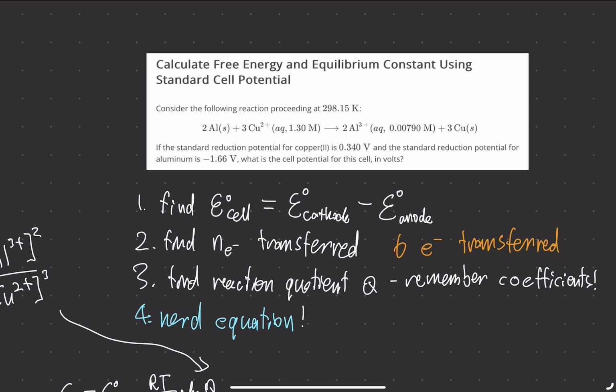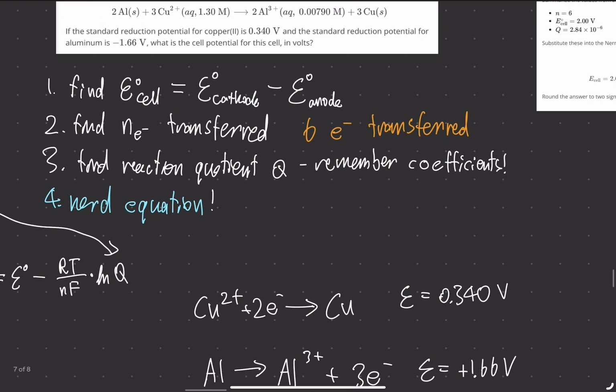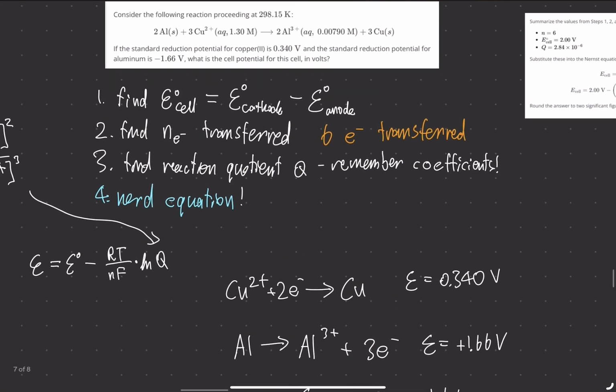So the first step is to find the standard potential for the cell. This circle means it's standard conditions. And what I have down here is I split this reaction in the top, and I got the reduction half reactions, because look, copper 2+ becomes copper solid. And aluminum solid becomes aluminum ion. Like that.